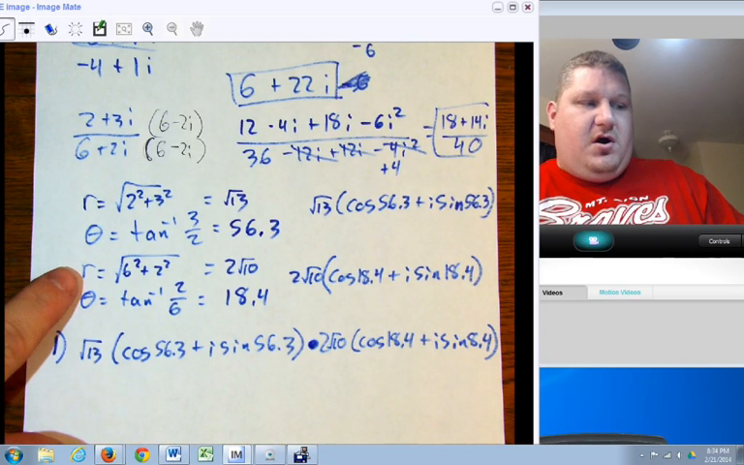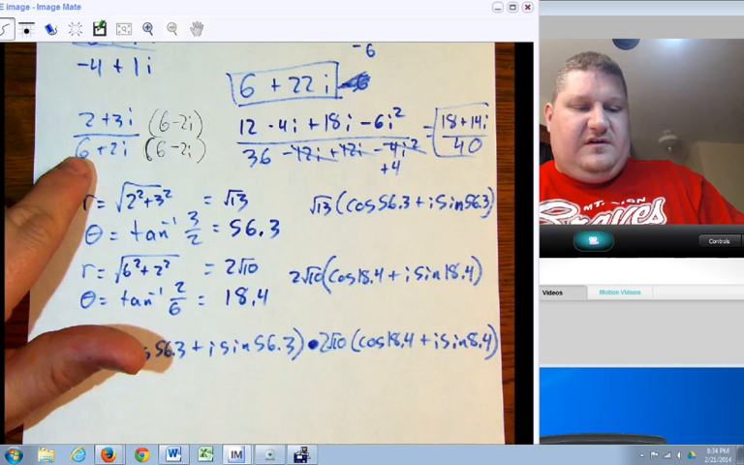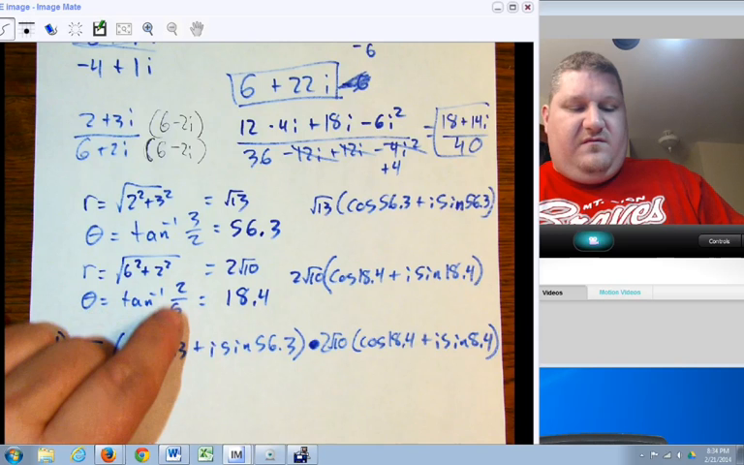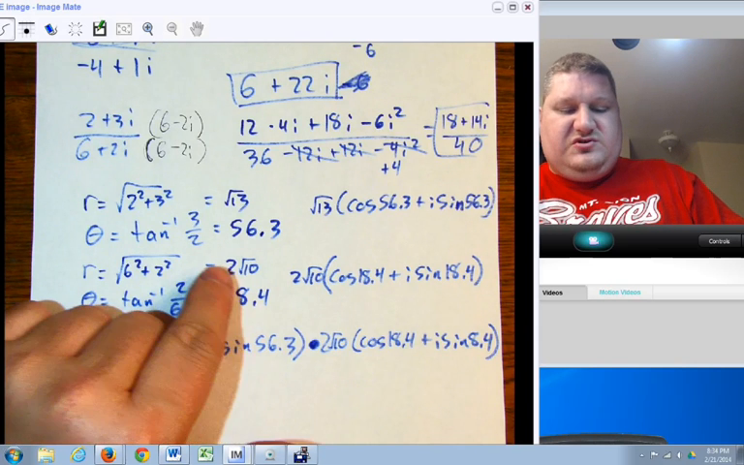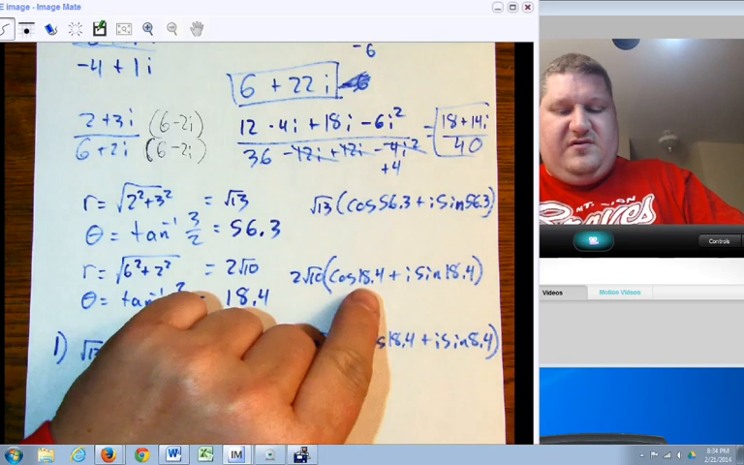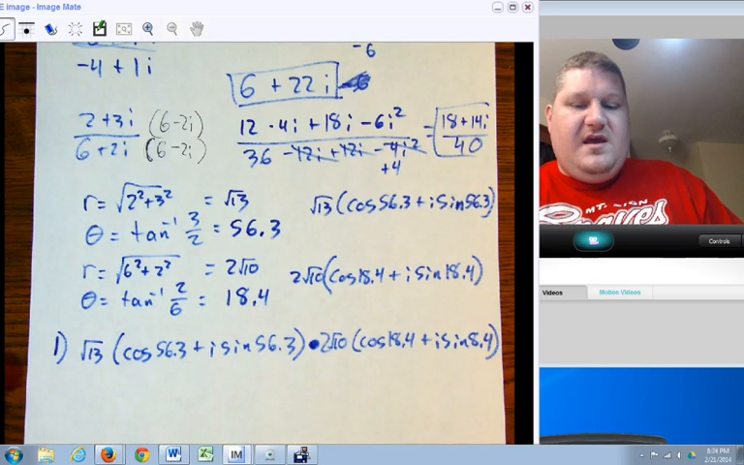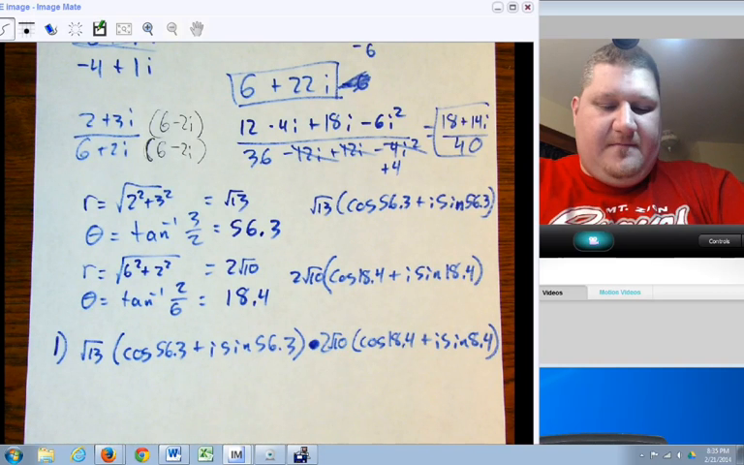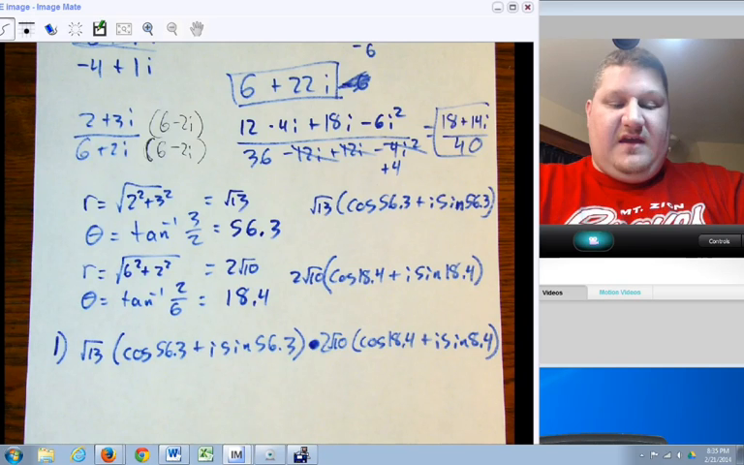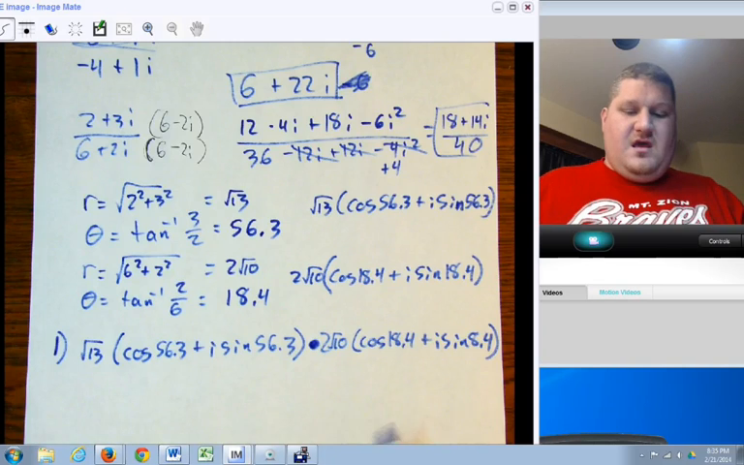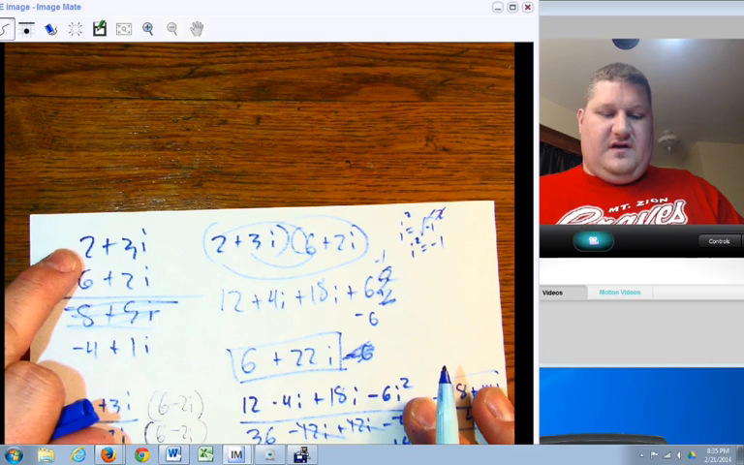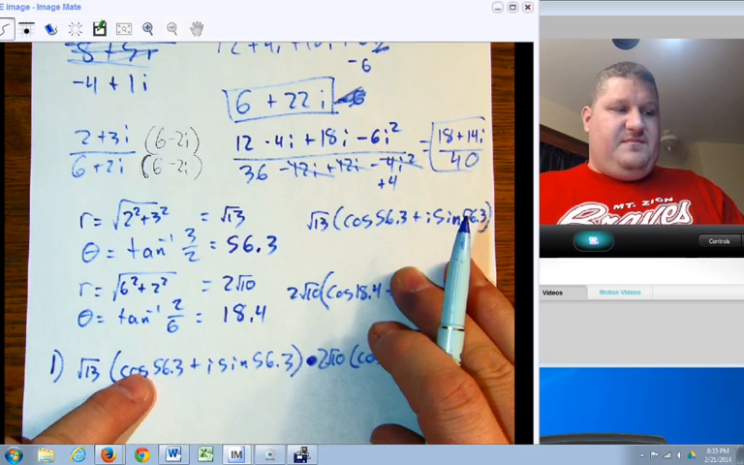Again, r equals, and then I took 6 and 2, 6 squared plus 2 squared, that'd be 2 root 10. Tan inverse of b over a gives me 18.4, so 2 root 10 cosine 18.4 plus i sine 18.4. Now, if I wanted to multiply those two together, that's what it's going to look like. If I wanted to divide them, that's getting crazy. If I wanted to square them, up here is no big deal. To square this, I would simply FOIL it times itself. Same thing could happen down here.